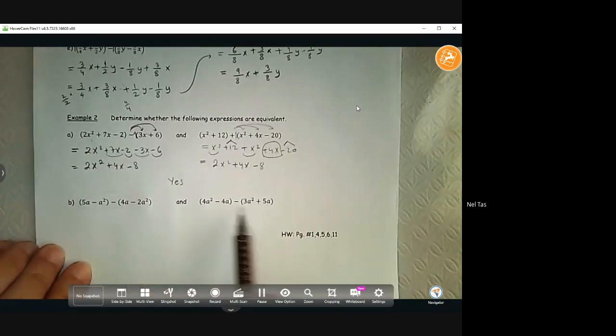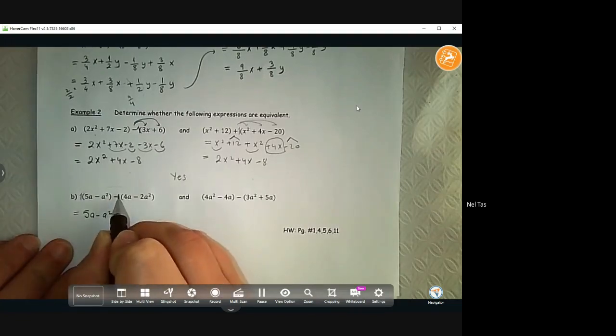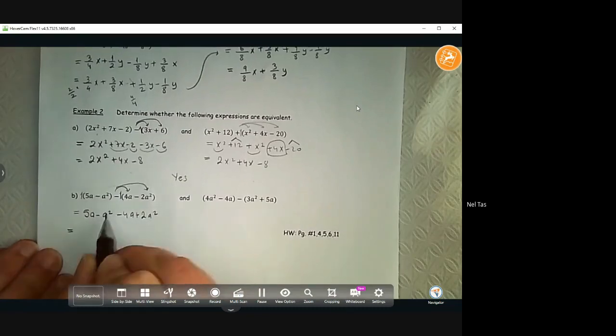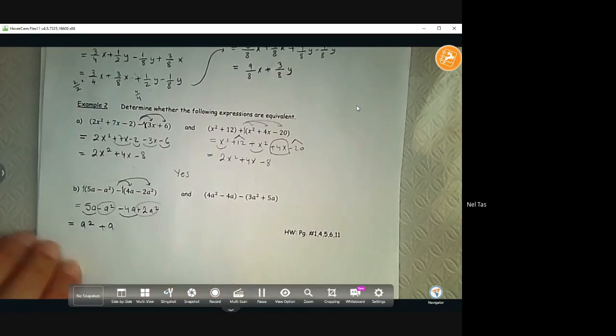Okay, so let's look at part B. So we will do the same thing. We will simplify this first expression and the second expression and compare. So first expression. So first bracket doesn't have any number. There's this one. So distribute, 5a minus a squared. Second bracket has negative 1. So distribute, negative 4a plus 2a squared. Collect like terms. We have negative a squared, positive 2a squared, gives you a squared. We have 5a minus 4a gives you a.